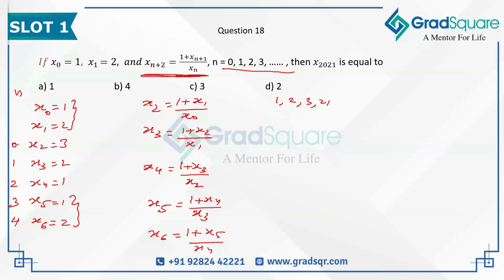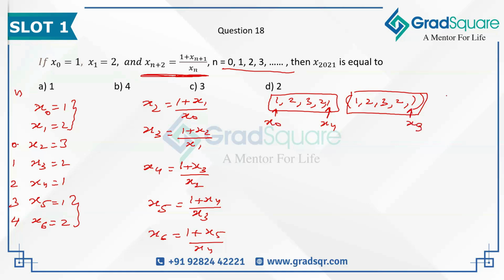So the series is repeating as 1, 2, 3, 2, 1 as the set of numbers, followed by again 1, 2, 3, 2, 1. So it is following in terms of 5 bunches. So the first bunch ends at x4 because this is starting with x0. The next will end at x9. Then the next number, which will end over here, will be x14, and so on. So you will realize 4, 9, 14, 19, 24, 29, and so on.